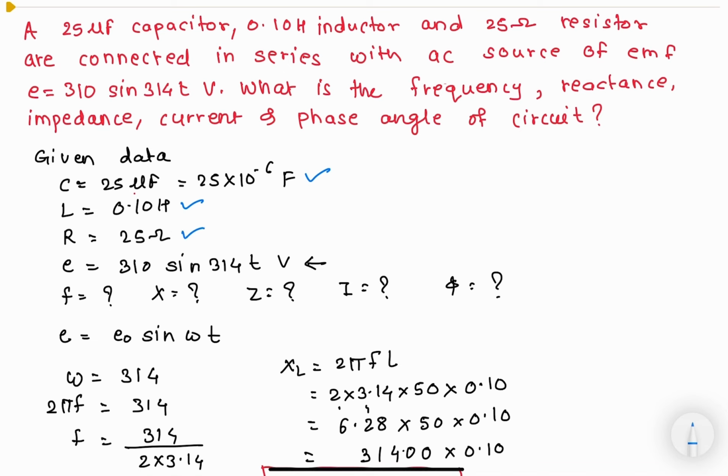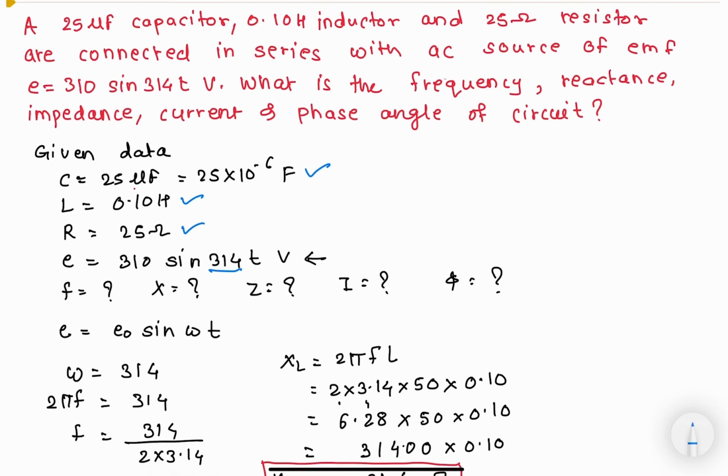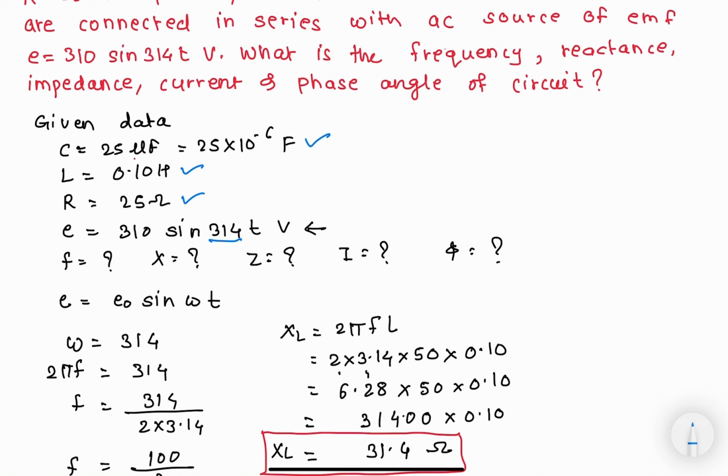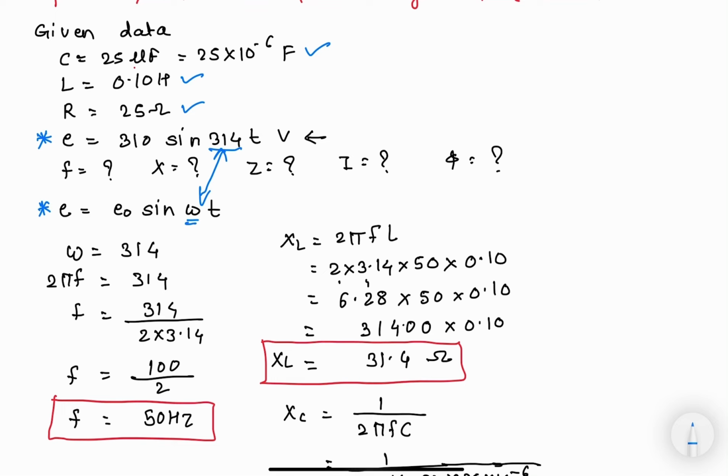Are connected in series with EMF is 310 sin 314 t volt. We have to calculate frequency, reactance, impedance, current, and phase angle phi. So we first calculate frequency by comparing the EMF equation to the standard EMF equation. So E is equal to E0 sin omega t. So omega is nothing but 314. So omega is equal to 314.